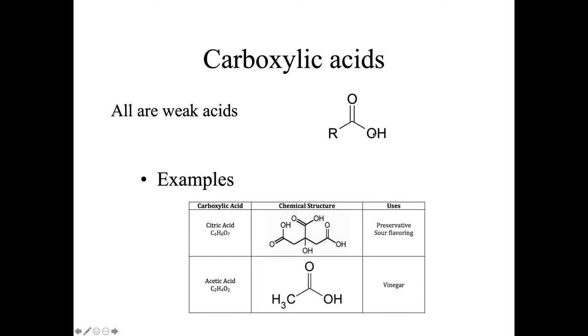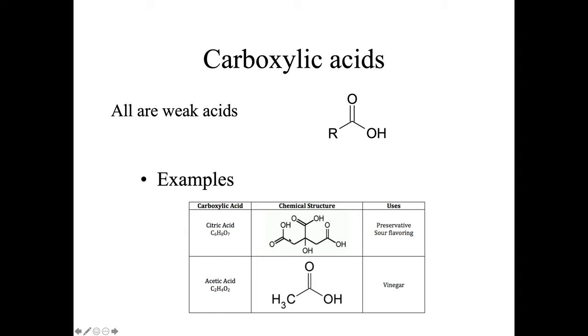Again, if you cover this up, if this is just the hydrogen, it's an aldehyde. If this is a carbon, it's a ketone. If this doesn't have the oxygen, it's an alcohol. So it's a carbon-oxygen double bond and an OH. That makes it a carboxylic acid. And it's an acid that does acid stuff. Acids typically have sour flavors in foods.